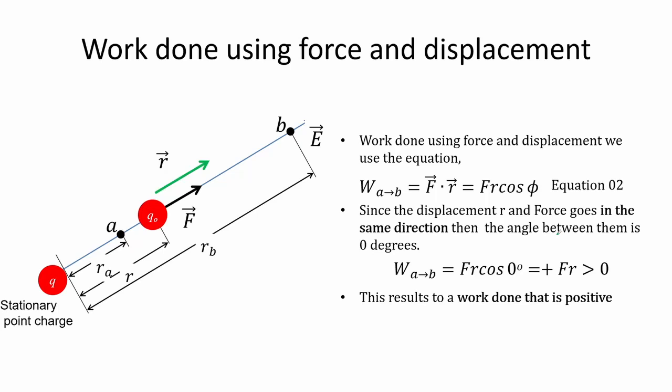Here we solve work using the force and displacement vectors. Using equation 2, we see that the displacement and force go in the same direction, thus the angle between them is 0 degrees. This will result in a positive value of work. So the work done in moving the test charge away from a similar charge that is stationary is a positive value.